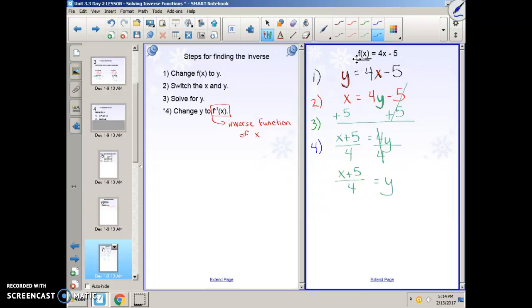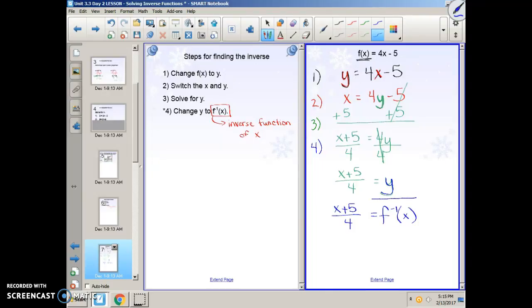And then the last step, step 4, says change y back to inverse function of x, that symbol. So in place of y, all I'm going to do is replace it with this symbol. Looks like f to the negative 1 power. It's not. Don't say it. Just write it. And there's your answer.